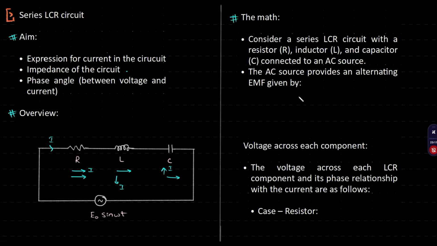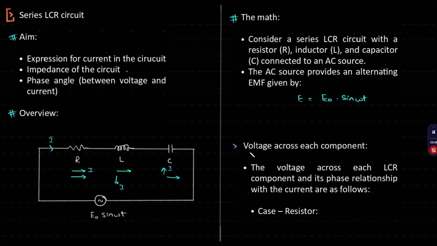First thing first, we have the series LCR circuit. We need to state that. And we need to write what kind of source we have. Voltage source is a function of time, and it's given by this.